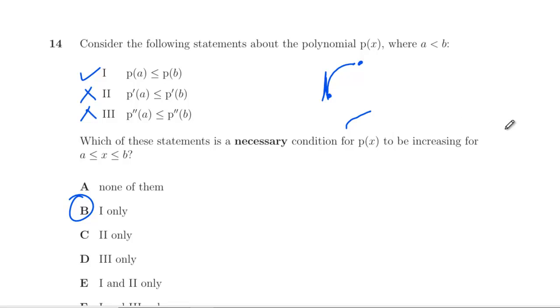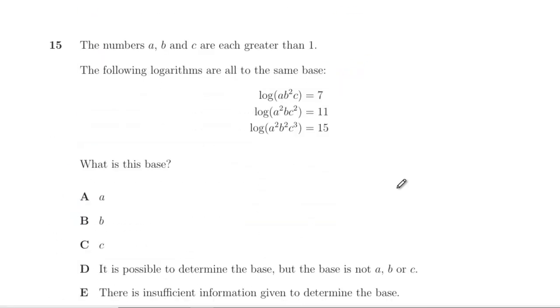So B. Right. There's not been much algebra in this or numbers or anything. It's all been like logic questions. Question 15. The numbers A, B, and C are each greater than 1. Following logarithms all to the same base. What is the base? Well, is it A, B, C? Can't tell. God, that looks horrible. Or not enough information. Right, okay. So if we got base, we'll say it was base x. So we got x to the 7 is A, B squared, C. X to the 11 is a squared b c squared. X to the 15 is a squared b squared c cubed.